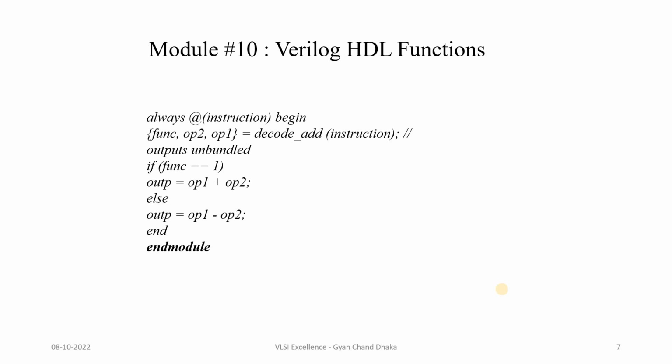In another always procedural block, we are going to call this. Whenever a new instruction is available, we will decode it. We will call this decode function and extract these three pieces of information: function, operand 1 and operand 2. Now if our function is 1, it is an addition operation, either by 1 or by operand 2, so the output will be operand 1 plus operand 2. Else, it is a subtraction and our output will be operand 1 minus operand 2.